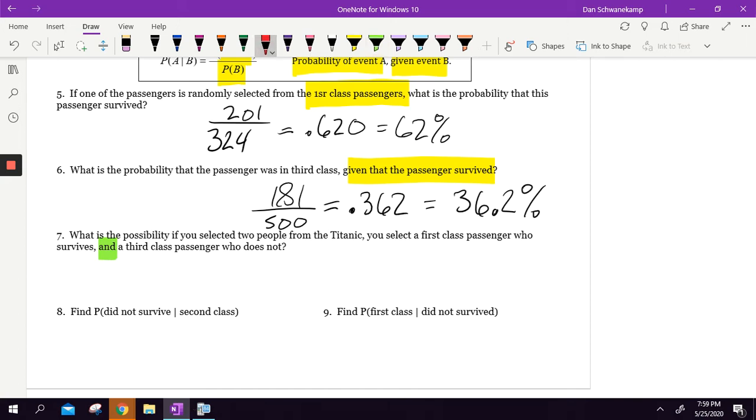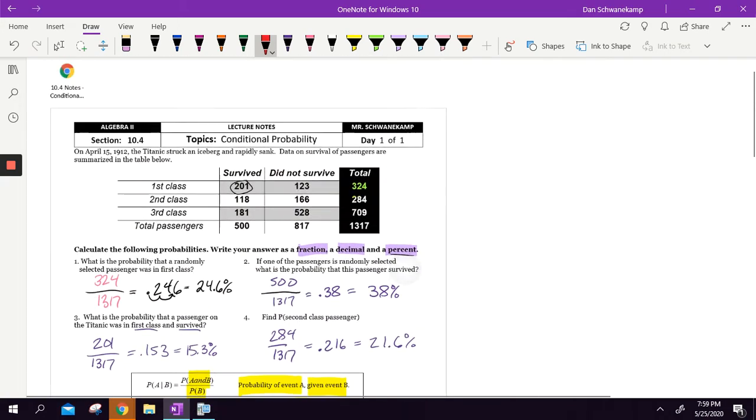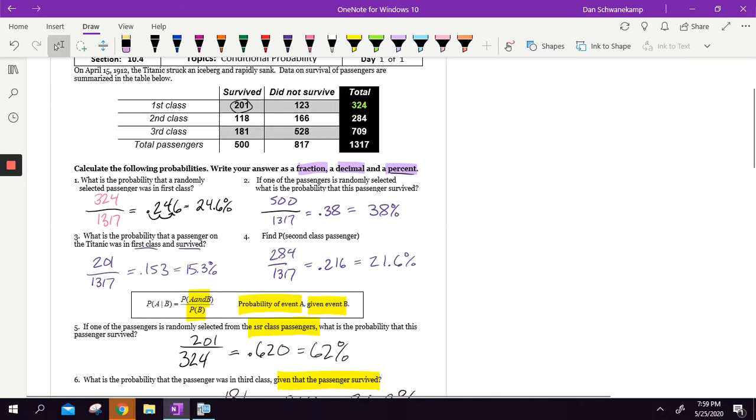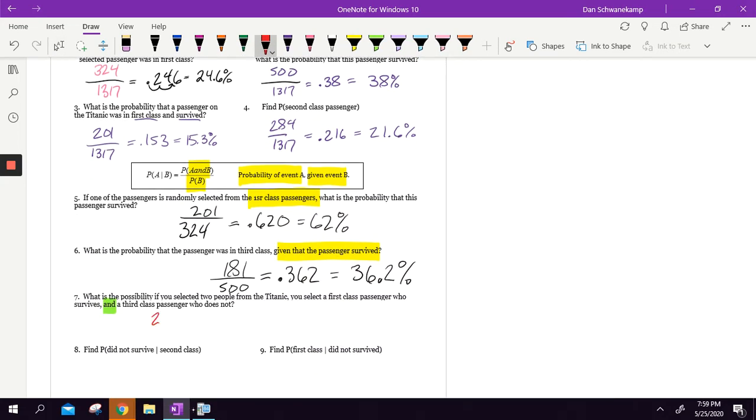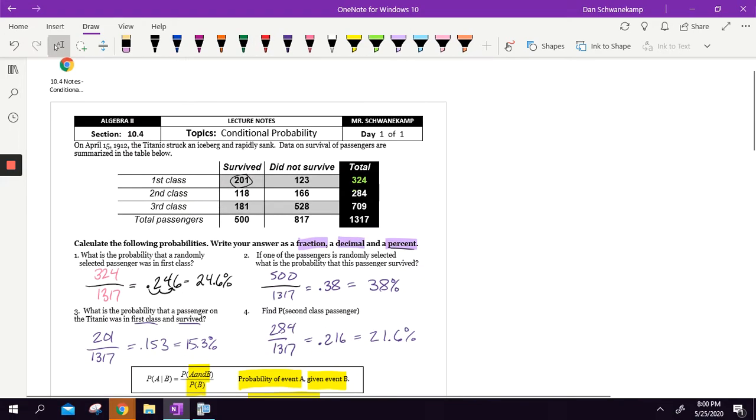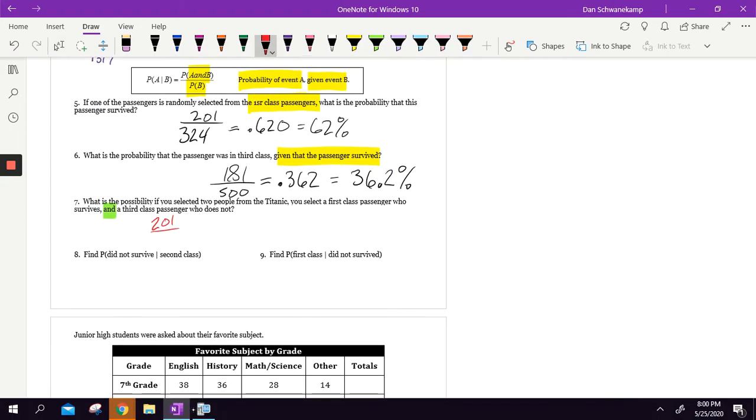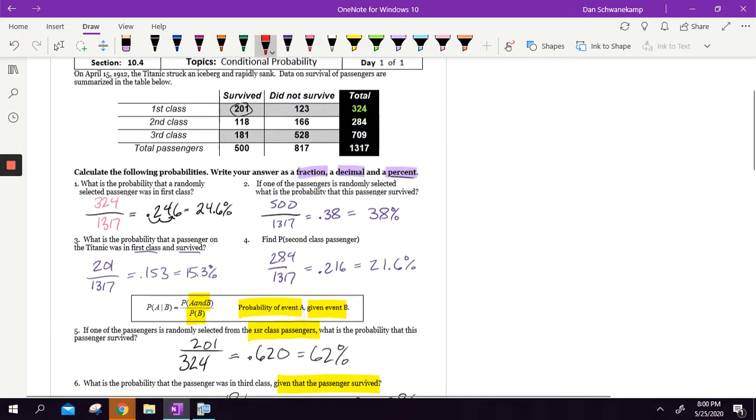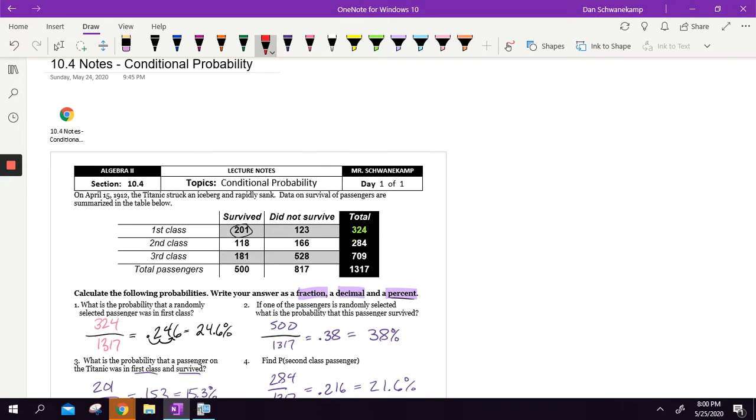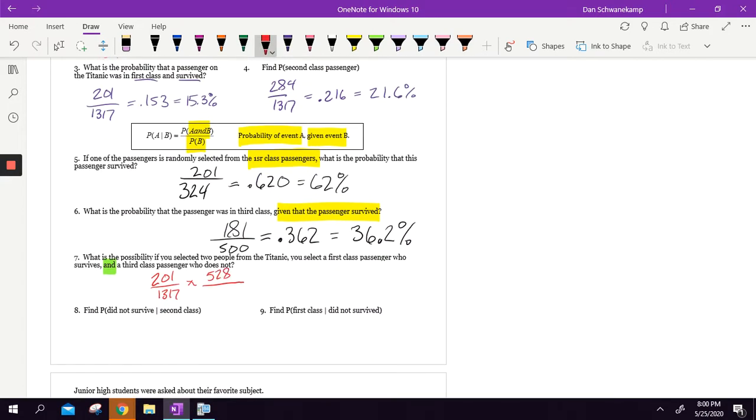So the first person we're picking is a first class passenger who survives. How many do I have to choose from? Well, I have 201 first class passengers that survived out of a total of 1317. I want to pull this one, and then pull the next one. My next one is a third class passenger who does not survive. Third class who does not survive is 528 out of 1316, because I picked one out in the first one.